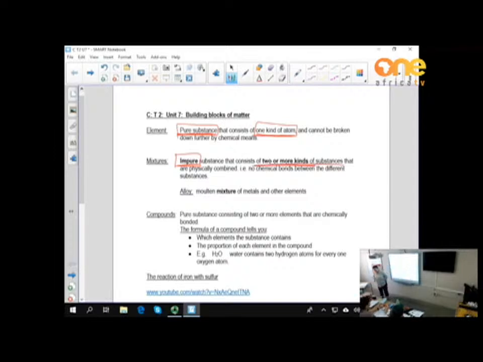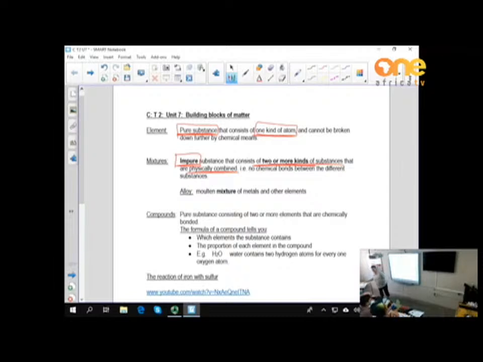Now, these substances can be elements and elements, elements and compounds, or compounds and compounds. Do you understand? And they are in varying amounts and varying quantities. So we say they are impure, two or more kinds of substances, and they are physically combined. In other words, there are no chemical bonds holding them together.